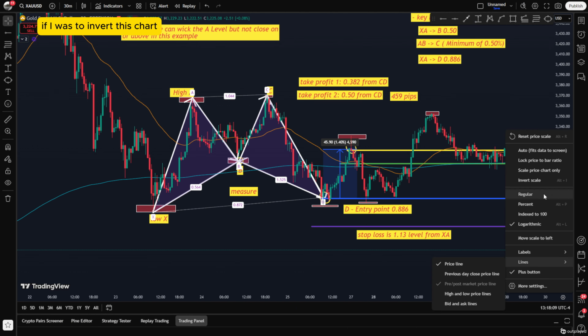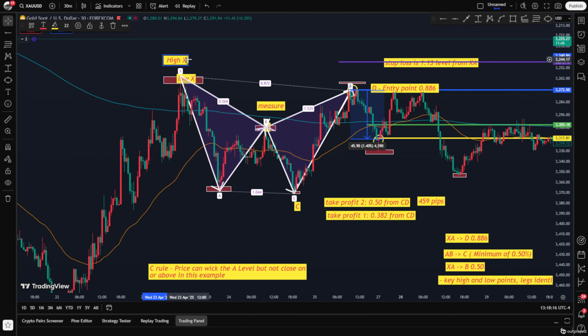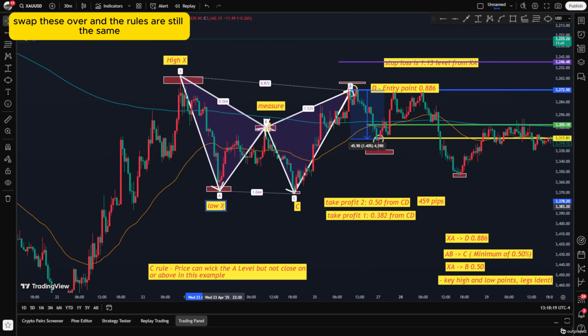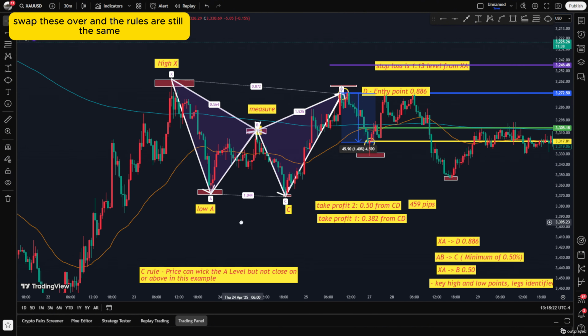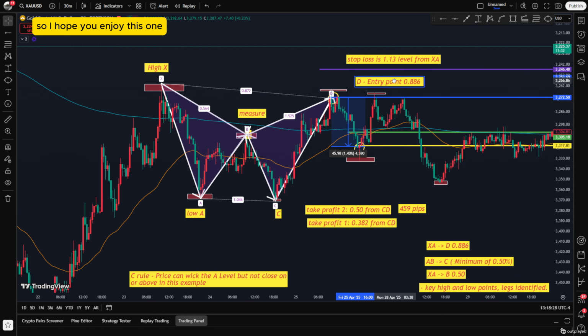If I was to invert this chart, this could have been a bullish bat pattern in another life. Swap these over and the rules are still the same. So I hope you enjoyed this one. This pattern is my absolute favorite.